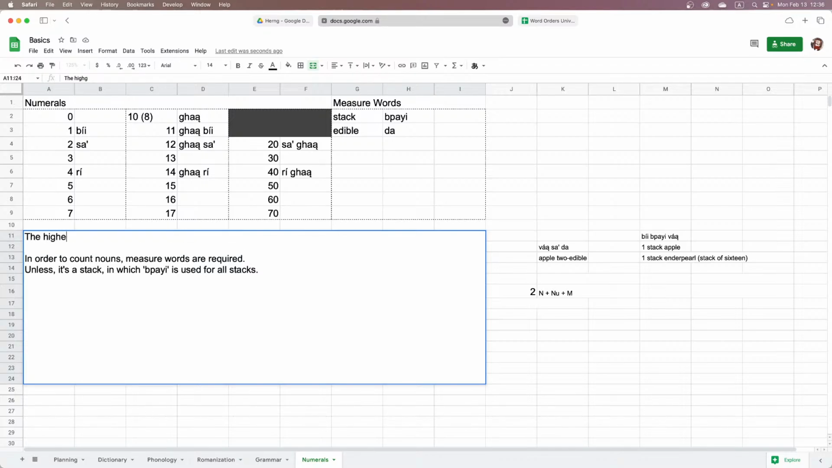The highest number is 77. Or, translated to English, 63. Because, yeah. The numeral goes before the measure word and after the noun.